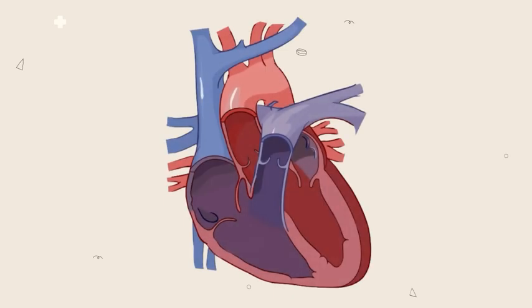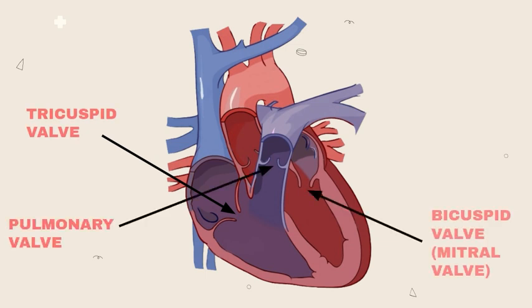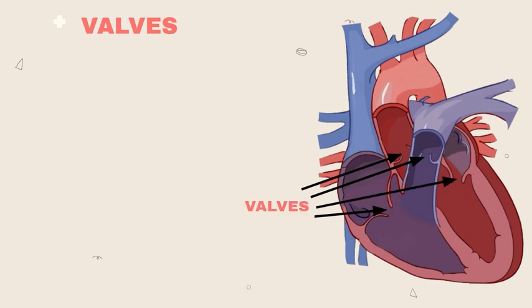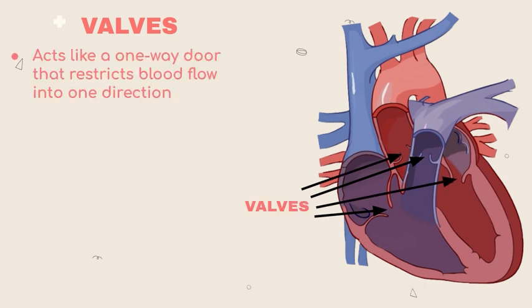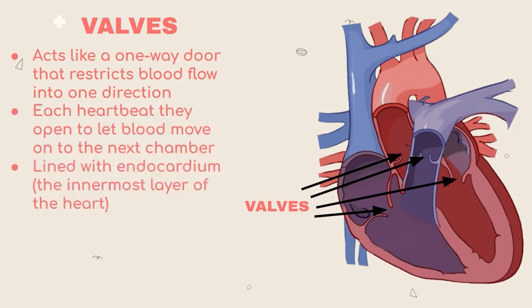There are 4 valves in the heart that separate each chamber to prevent backflow: the tricuspid valve, pulmonary valve, bicuspid valve, and aortic valve. Valves of the heart act like one-way doors that restrict blood flow into one direction, so blood cannot go backwards. They open during each heartbeat to let the blood move forward, and they are lined with endocardium, the innermost layer of the heart.